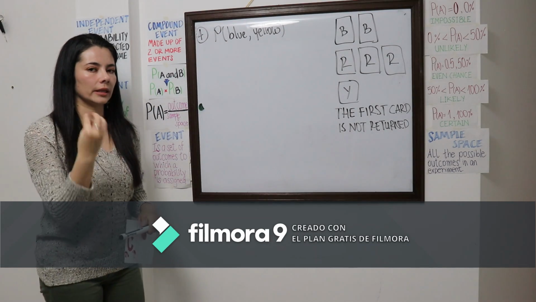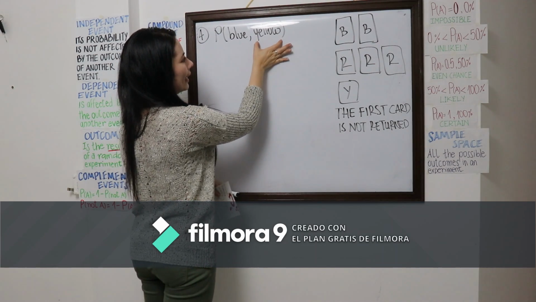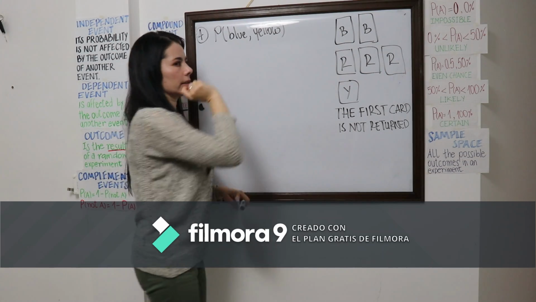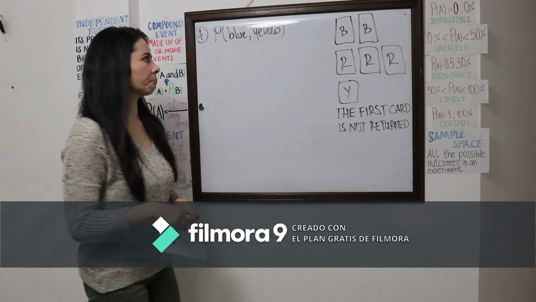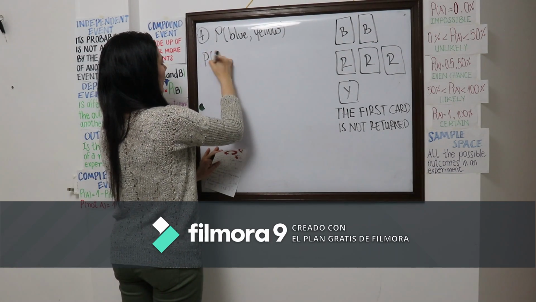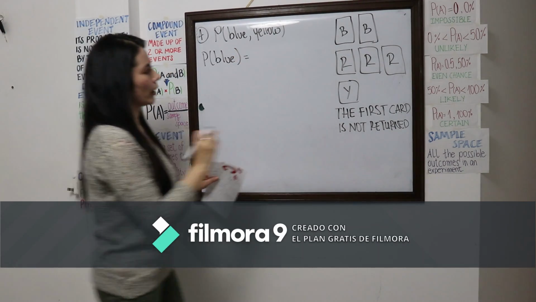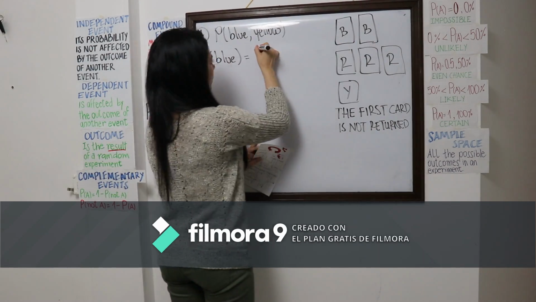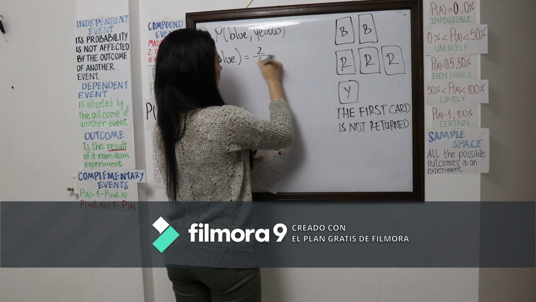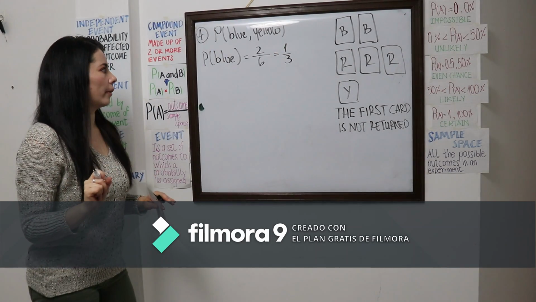So that tells me that whatever is happening with the second card is actually affected by what happened with the first card. So, if the first card has to be blue, I need to find the probability of getting blue first. You can tell us 2 cards, 2 outcomes out of 1, 2, 3, 4, 5, and 6, right? So we can tell that is 1/3. We want to simplify it right away.